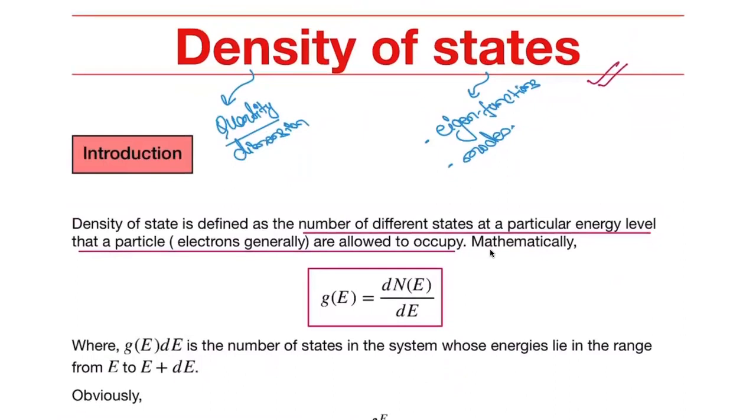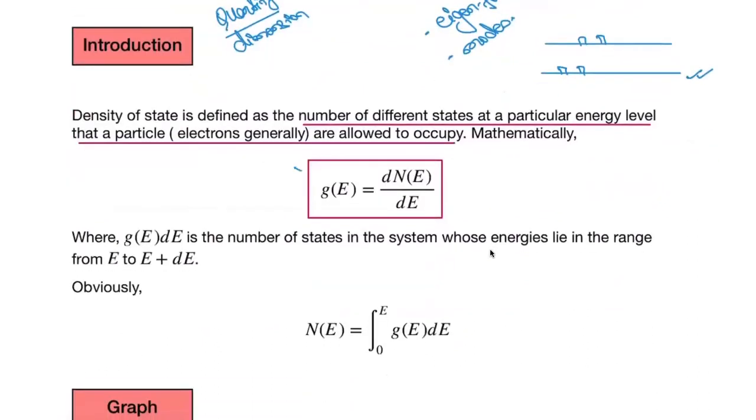So let's say this is one particular energy level, right? Number of different states that are occupying at each energy level. Or let's say this is the energy state that we are focusing on. तो इस एनर्जी लेवल पे कितने सारे स्टेट, मोड या आइगन फंक्शन प्रेजेंट होंगे, that is basically the density of state, right? Mathematically it is g(E). g(E) से डेंसिटी ऑफ स्टेट डिनोट करेंगे.